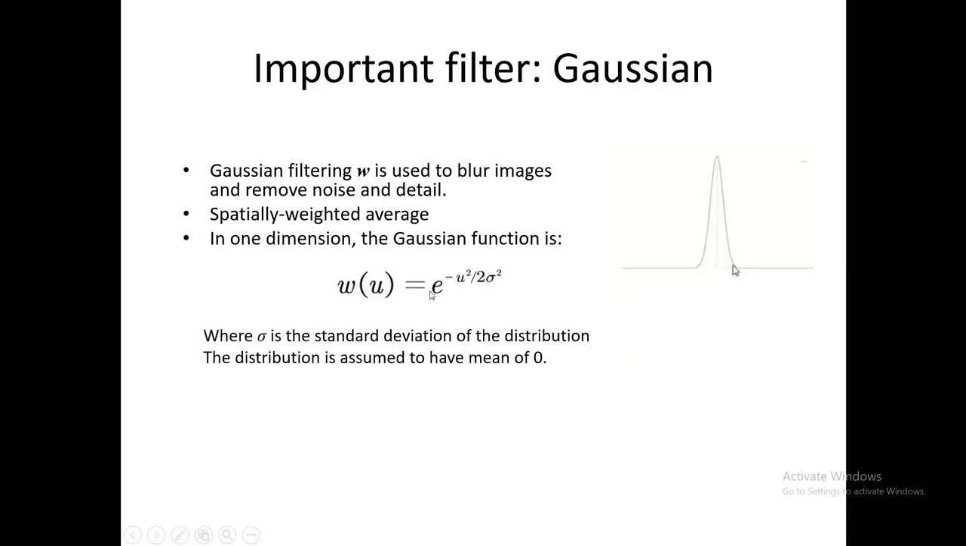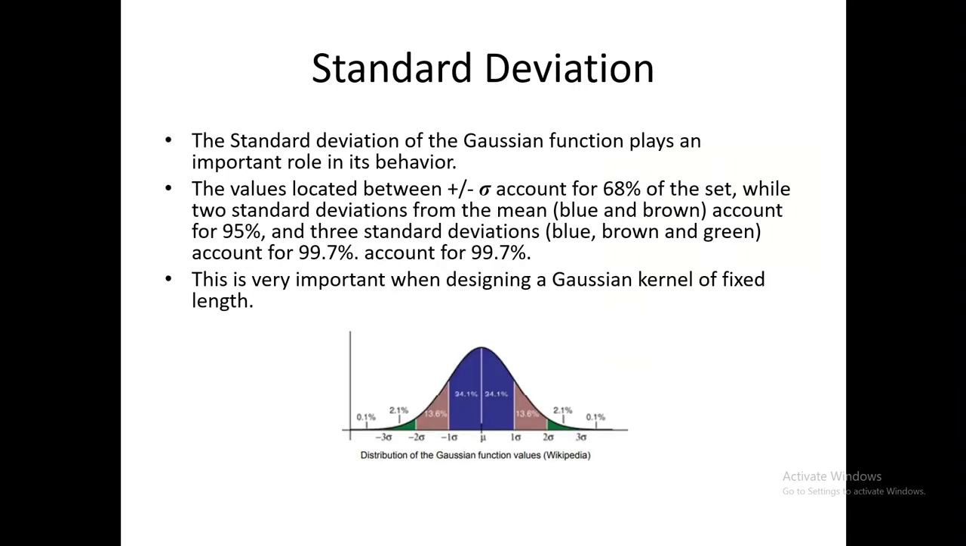So what we saw here is if we take this as a center pixel, then more importance is given to the center pixel, and the size of the filter is also defined by this sigma, or its distance from the origin. And as this sigma increases, the size of the filter will increase, which we will see in the subsequent discussion. We can see here the standard deviation of the Gaussian function plays an important role in its behavior.